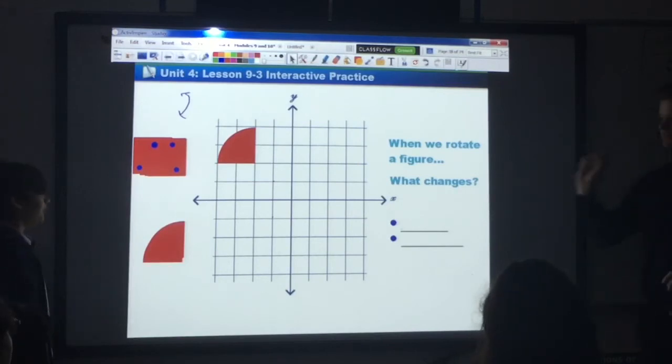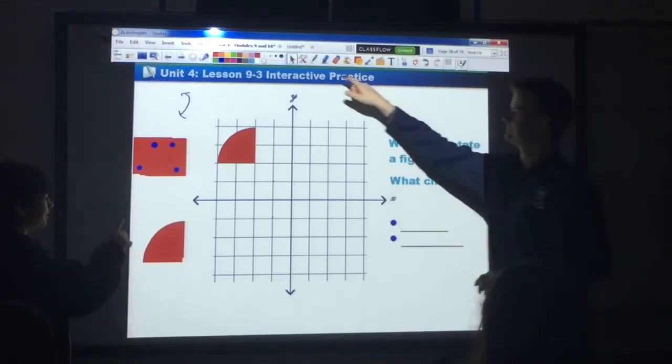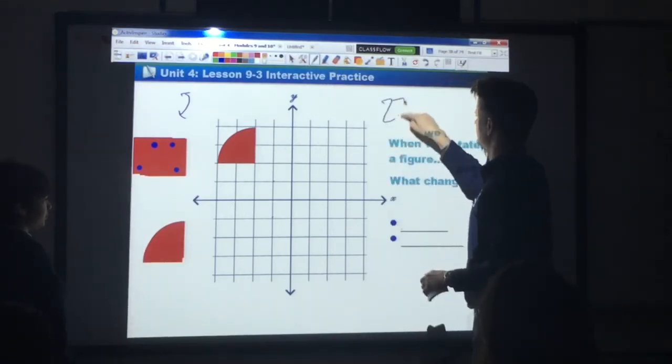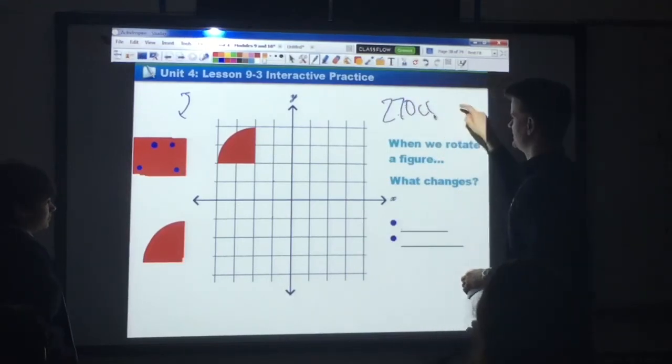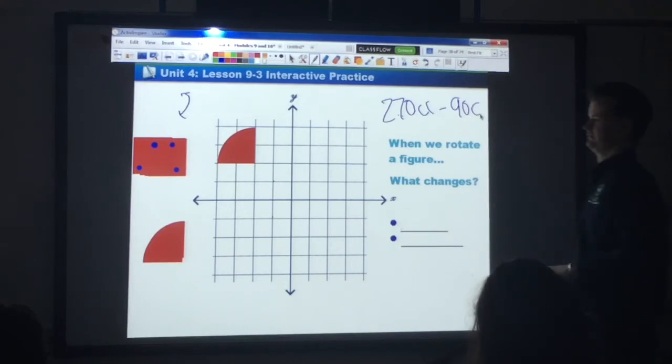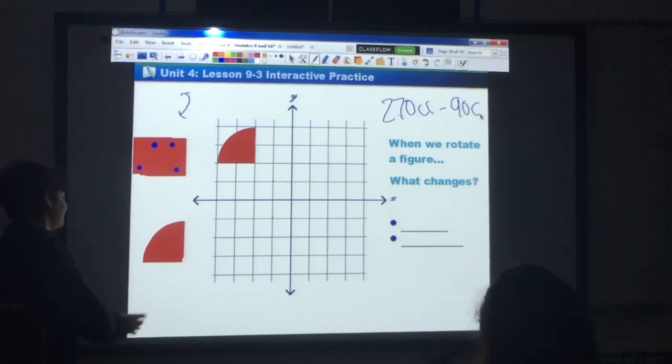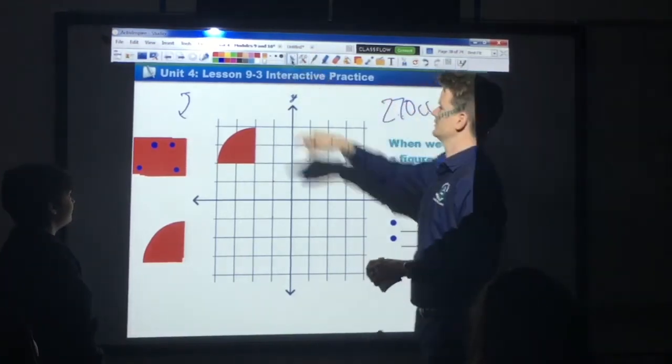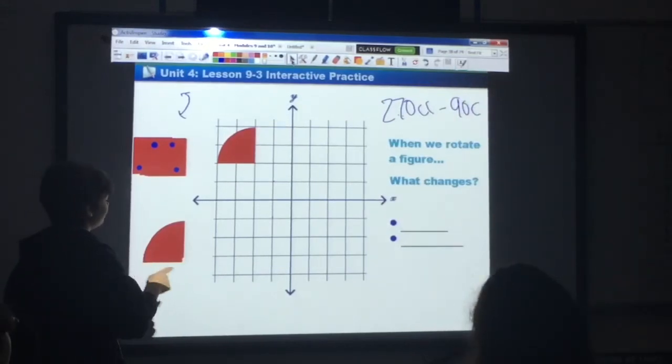Now, you have to remember, 270 counterclockwise is the same as 90 degrees clockwise, okay? So I'll help you out there. So go ahead, hold on, let's put it back on the arrow. Go ahead, grab your shape, and you got an idea of what you're doing.